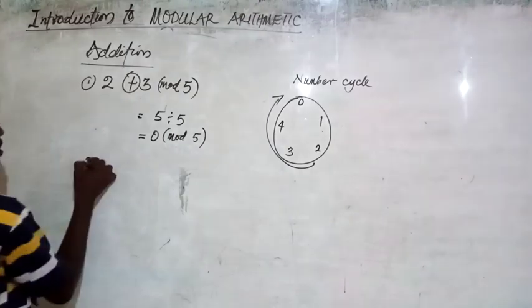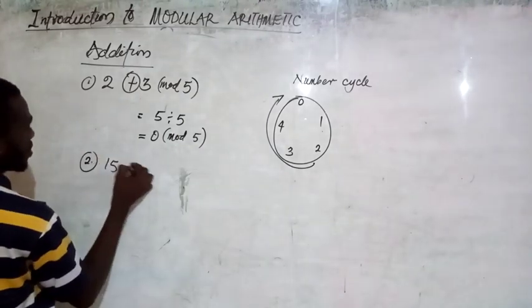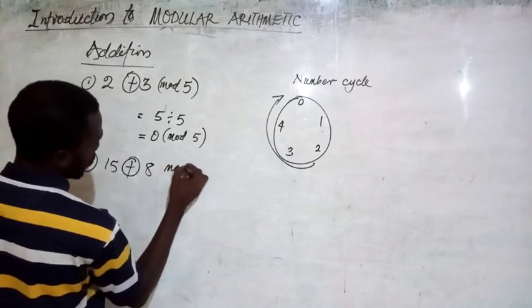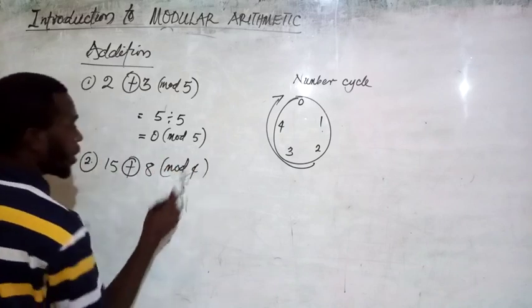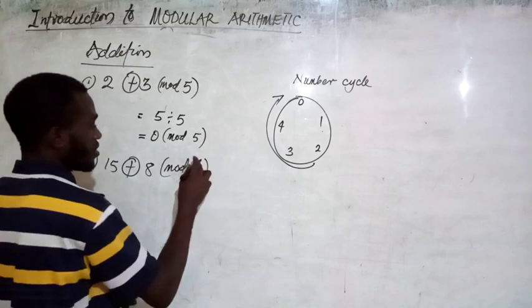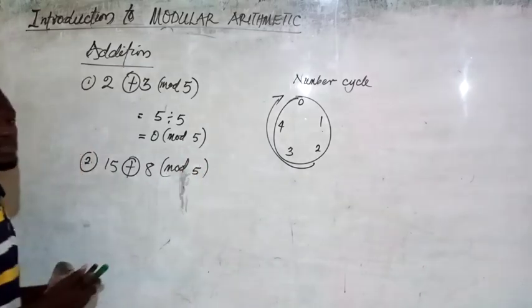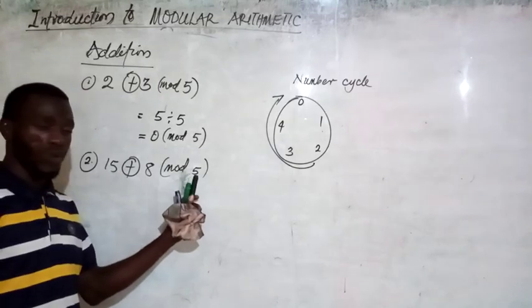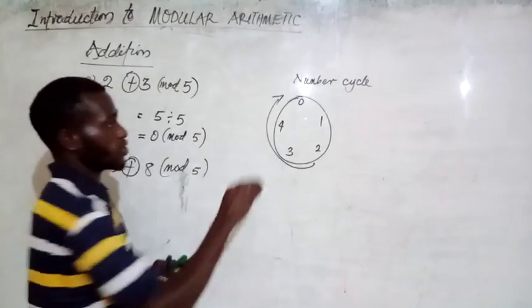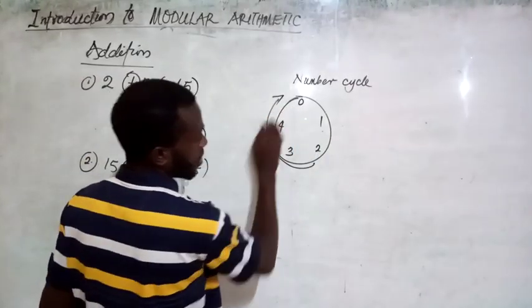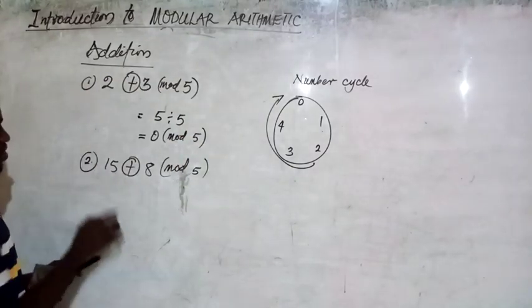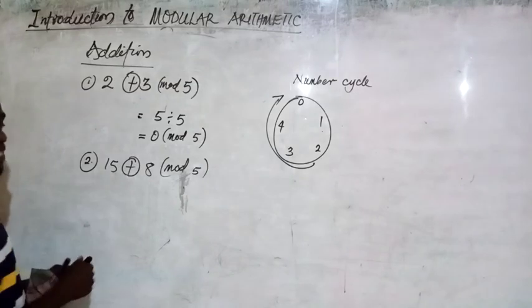Alright, another example is if I ask to do 15 plus 8, for example, in say modulo 4, or let's still use modulo 5. So there you have the number cycle here, mod 5. So notice the number cycle for modulo 4 will be different from the one of modulo 5, as modulo 4 is going to be 0, 1, 2, and 3 without the 4. That's modulo 4.